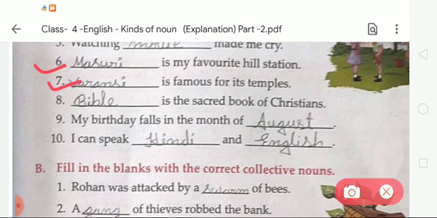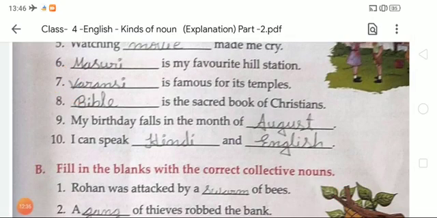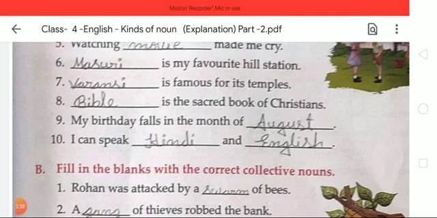Now the 7th is dash famous for its temple. So we all know that Varanasi is famous for its temples. Now the next, number 8. Dash is the sacred book of Christians. Bible is the sacred book of Christians. So we have to write here Bible.